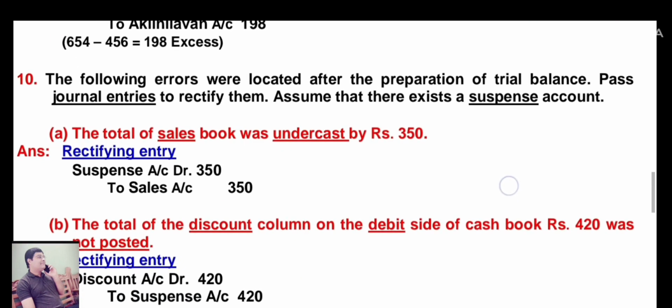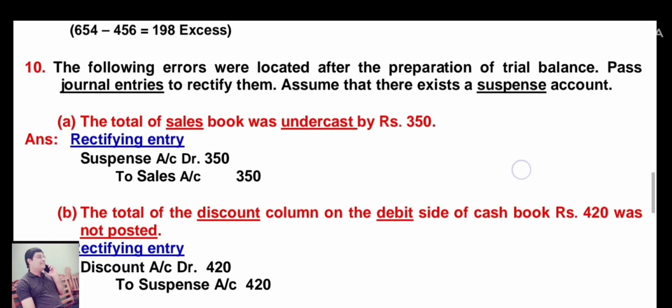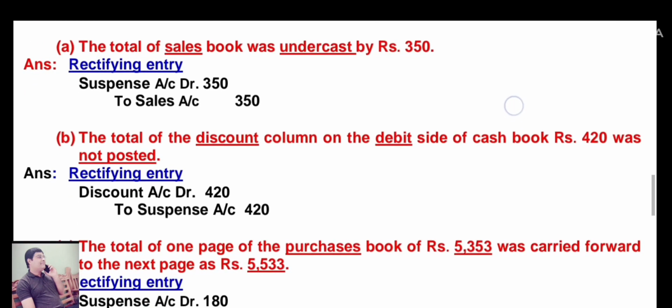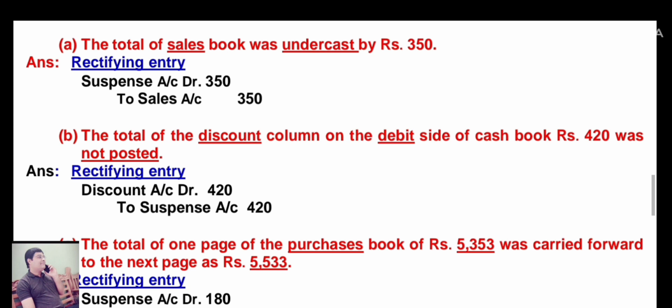Next one, the 10th question. In this it is clearly mentioned you have to write the journal entry and use the suspense account. So question number 1: the total of the sales book was under cost by rupees 350. Under cost means original entry. Sales is a credit balance. So the rectifying entry is simple: suspense account debit to sales account 350.